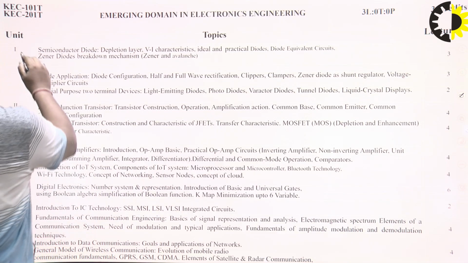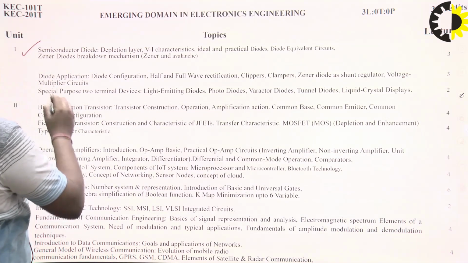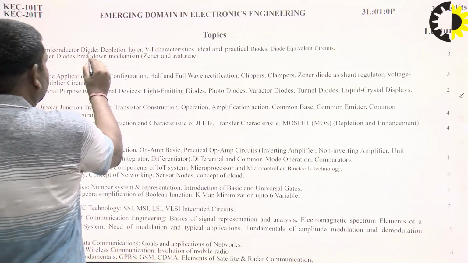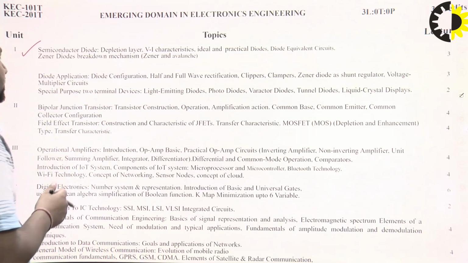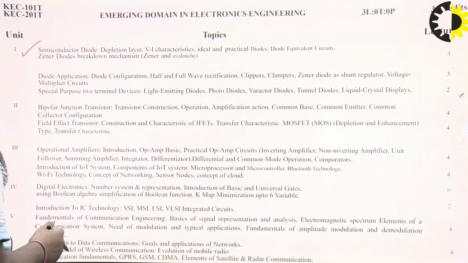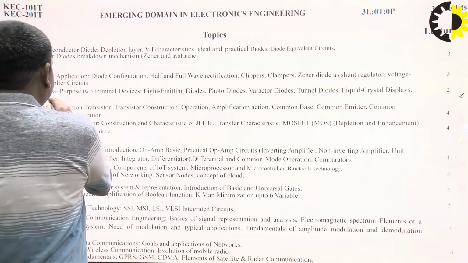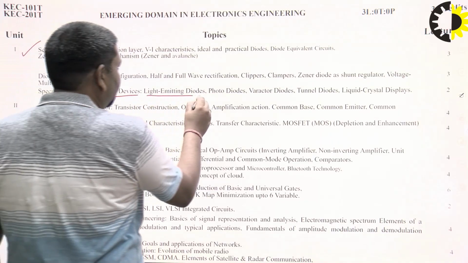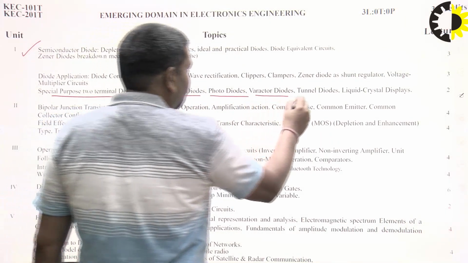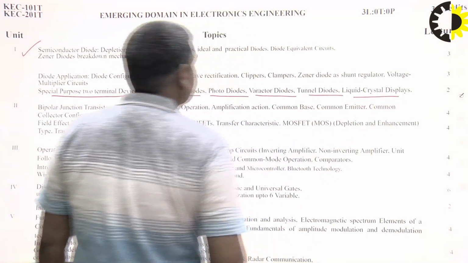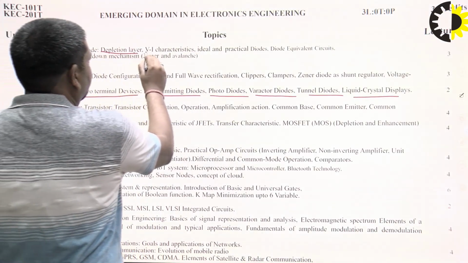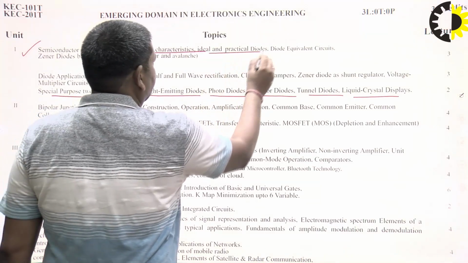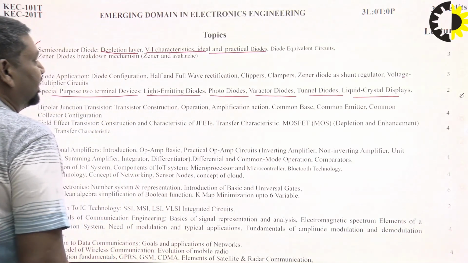The first unit is totally dedicated to the semiconductor diode. What is a semiconductor diode and what are its applications, which are discussed in Unit 1. And the other special purpose two-terminal diodes, like the light emitting diode, photo diode, varactor diode, tunnel diode, and the LCD, are also discussed here. The first topic is the depletion layer, the VI characteristics of ideal and practical diodes, and the diode equivalent circuit.